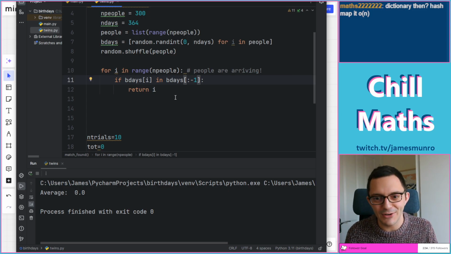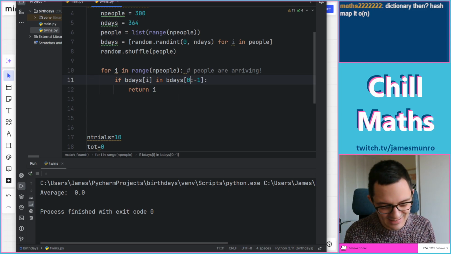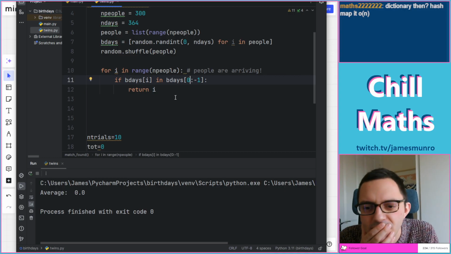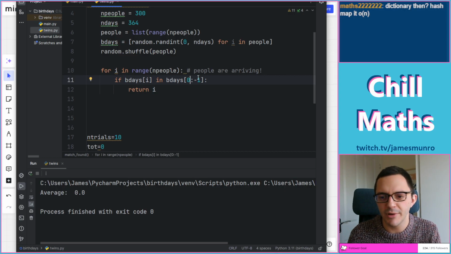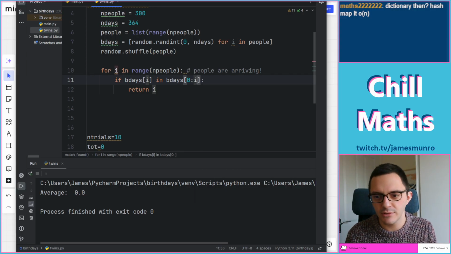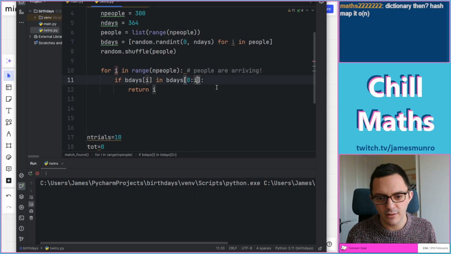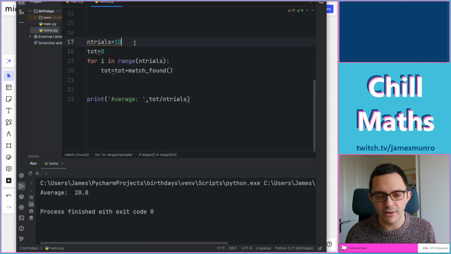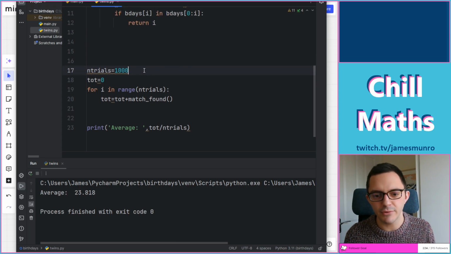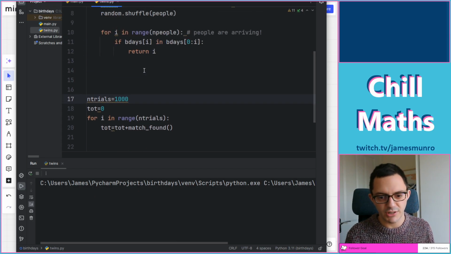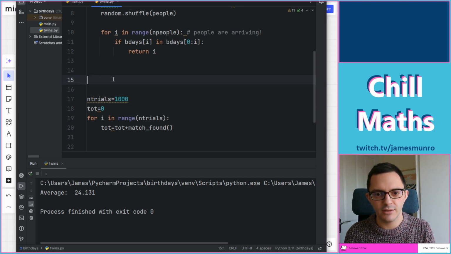Right, now it's saying 0. Yeah, I don't want all the birthdays. I want to go all the way up to the ith birthday, like this. That's better. Okay, give me lots of trials. And now the average is about 23 or 24 or something, which I could totally believe. Good, okay.